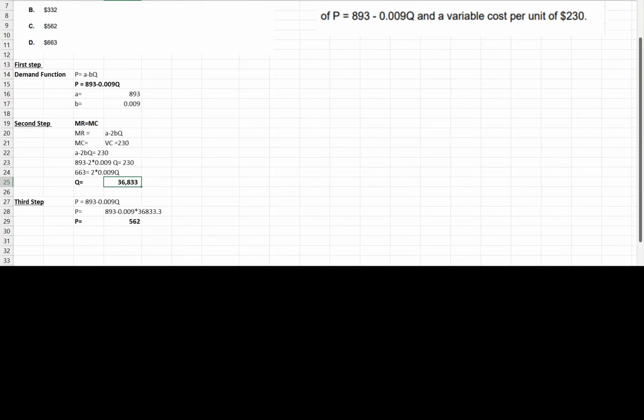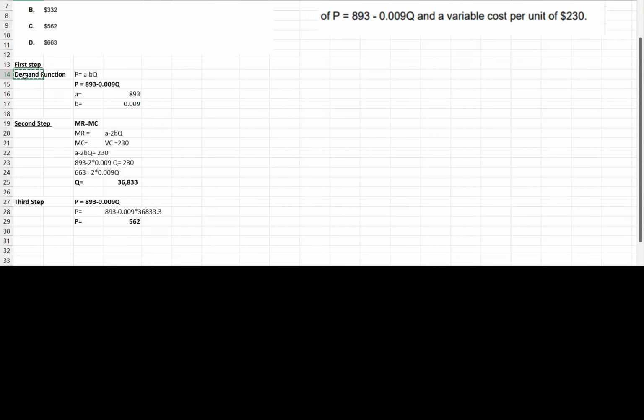So this is the unit value. Now in the third step, you need to put this value back into the first step, that is, the demand function. Our demand function given in the question is this one, and we will put in the value of Q, so we will get the value of P, that is the price, 562. Trust me, these three steps will work for any question and you can solve it very easily.